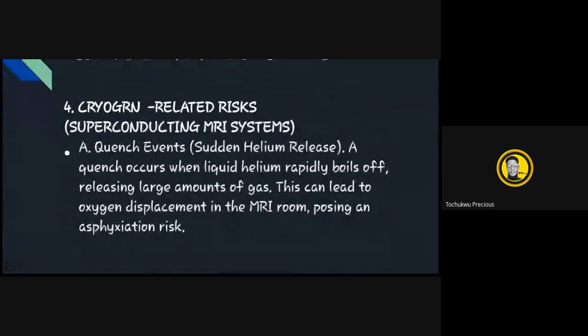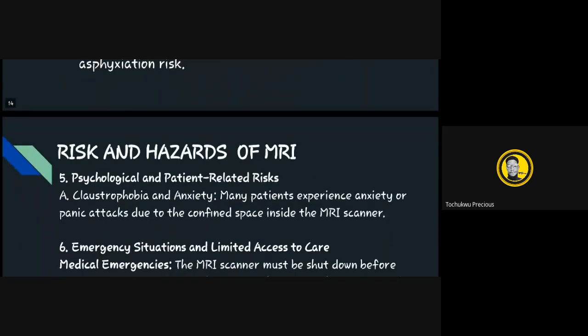Now we're also talking about cryogen related risks. Cryogen is found in superconducting MRI systems, because the systems use liquid helium to maintain a constant temperature. So if a quench occurs, the liquid helium rapidly boils off, releasing large amounts of gas. This can lead to oxygen displacement in the MRI room, posing an asphyxiation risk.